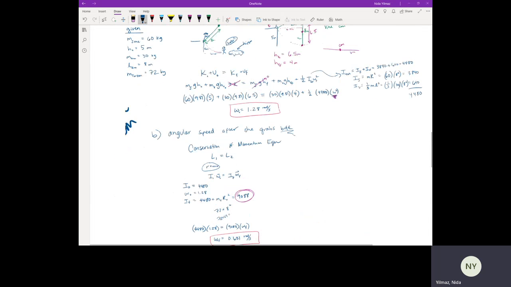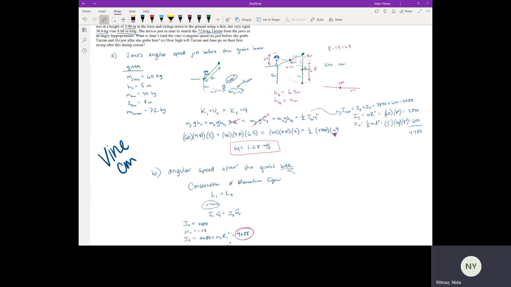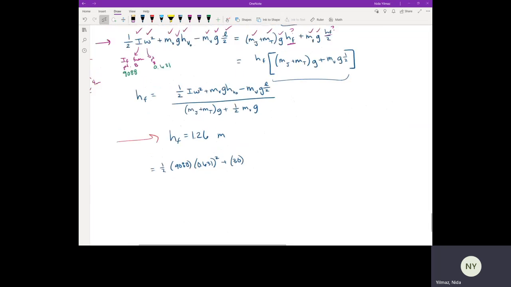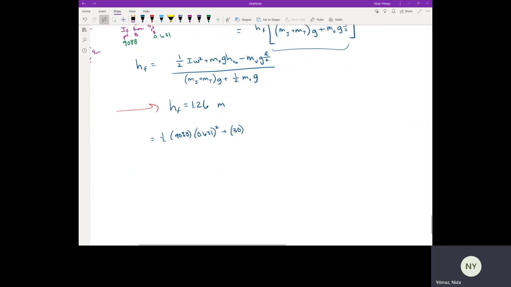Let's go back up here. Mass of the vine is 30, Tarzan is 72, and Jane is 60. Okay, let's keep every one of those in the calculator. All right, mass of the vine is 30. We know gravity is 9.8. The initial height of the vine at center of mass is 4 minus the mass of the vine, 30, times good old gravity, 9.8.